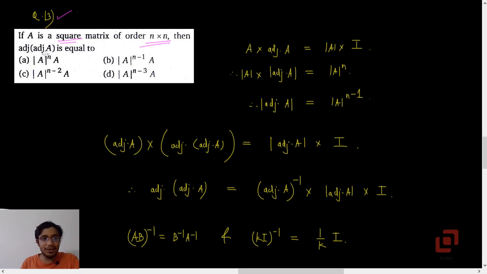You will now see that all of them happen to be multiples of A. Option A is determinant of A raised to n into A. Option B, determinant of A raised to n minus 1 times A. Option C is determinant of A raised to n minus 2 times A, and option D is determinant of A raised to n minus 3 times A.